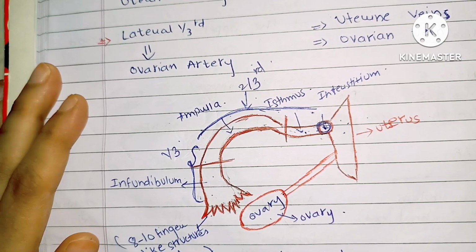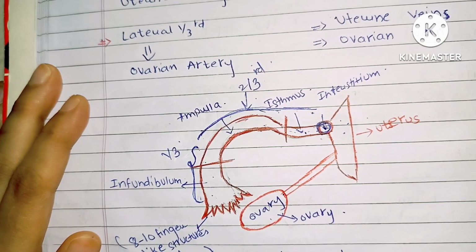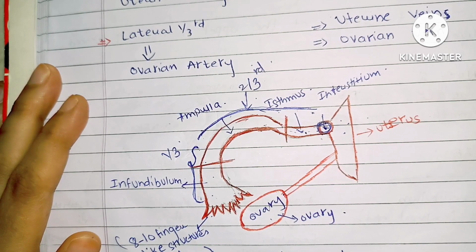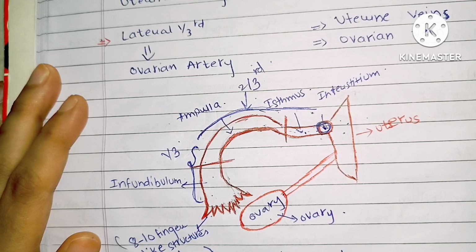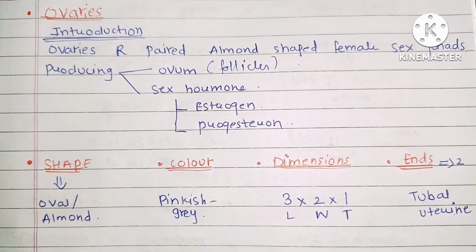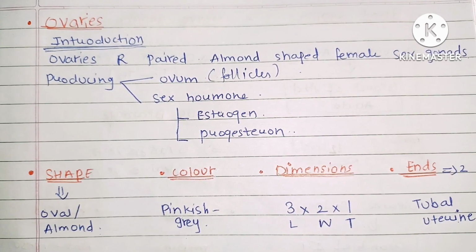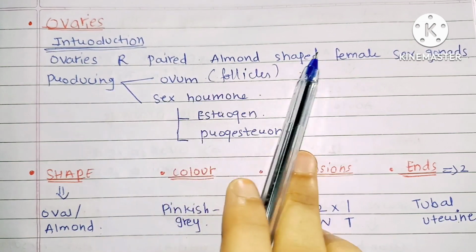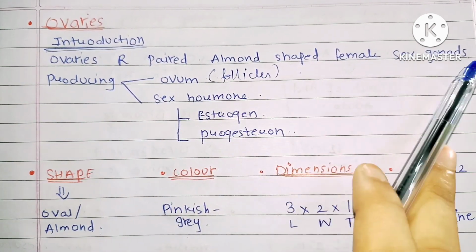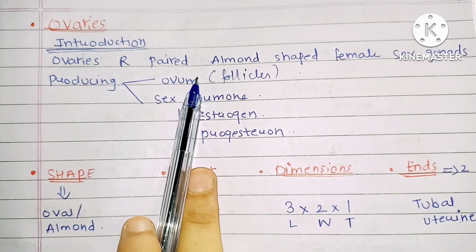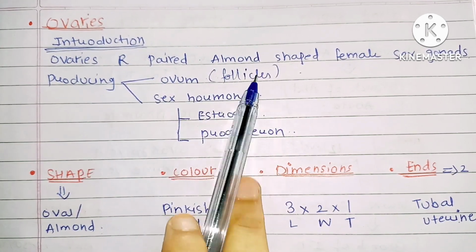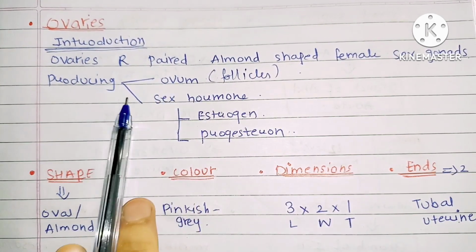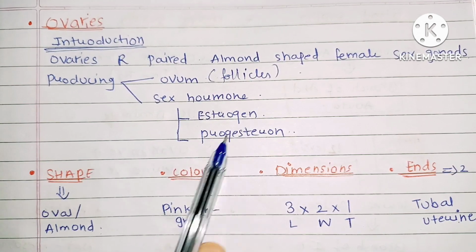And if people are going through instrumental delivery like ventouse or forceps delivery, then you have to give a block at S2 to S4 segments. Now coming to ovaries. Let's begin with its introductory part. Ovaries are paired structures with almond shape and are the female sex gonads. These produce ovum or follicles, and when follicles mature, they release ovum and sex hormones, that is estrogen and progesterone.